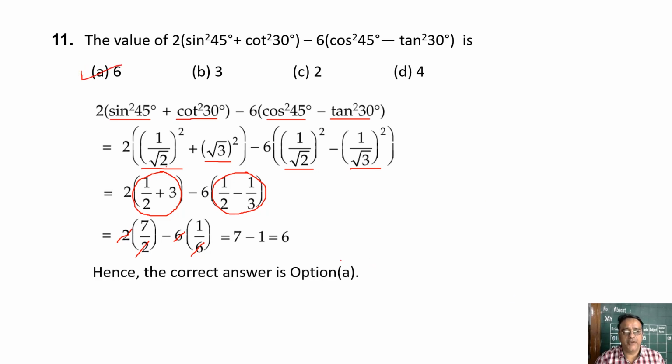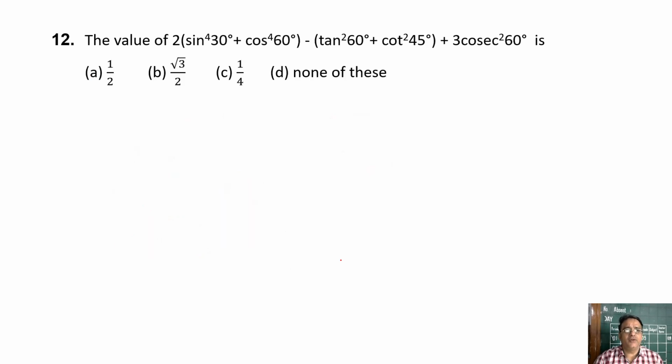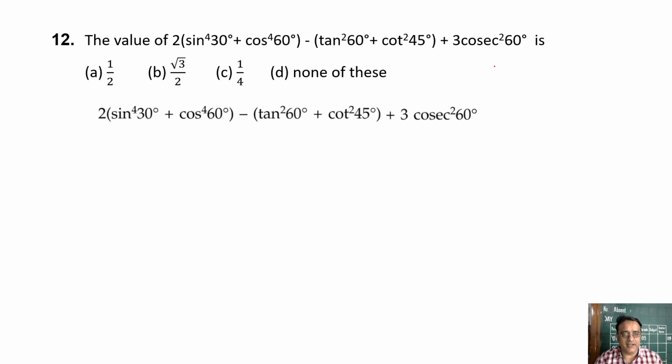Okay. Now we are moving toward question number 12. The value of 2 sin to the power 4 30 degree plus cos to the power 4 60 degree minus tan square 60 degree plus cot square 45 degree plus 3 times cosec square 60 degree. So here also we are going to substitute all the values of trigonometric ratios.